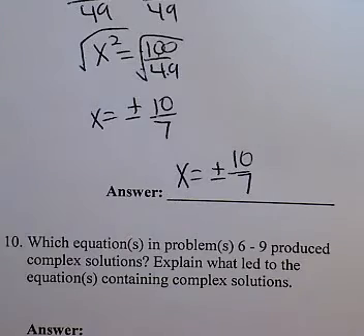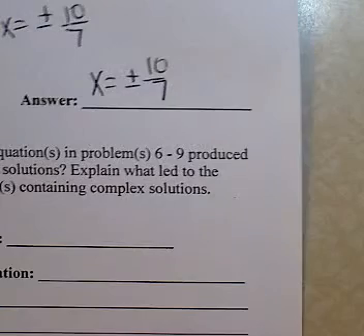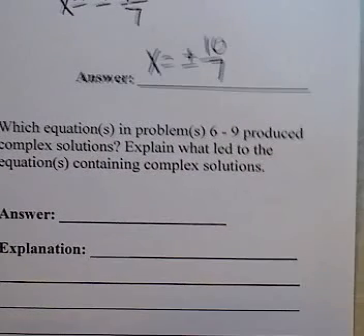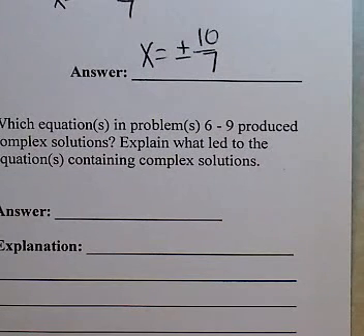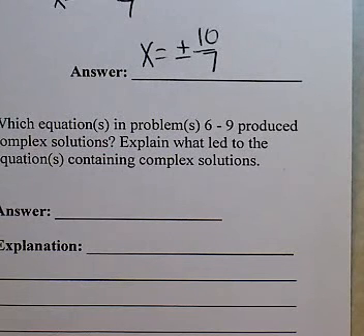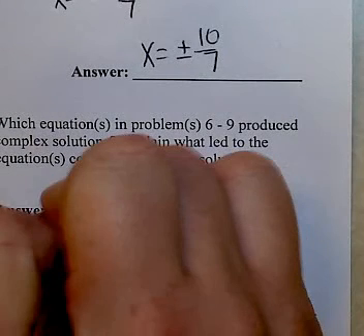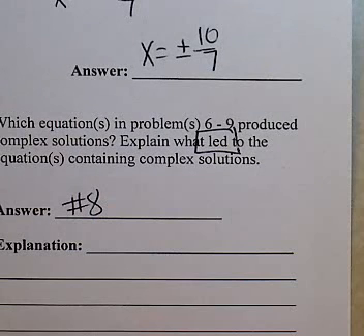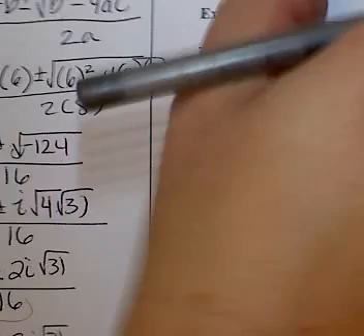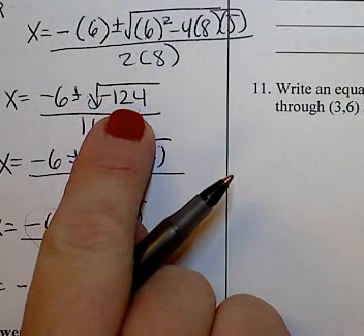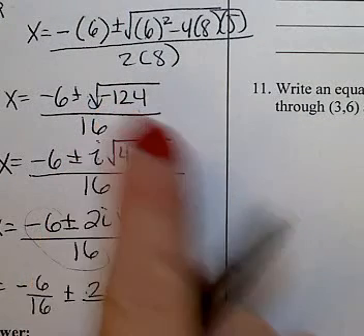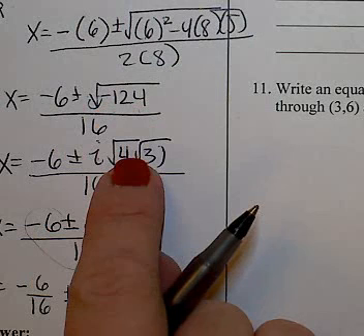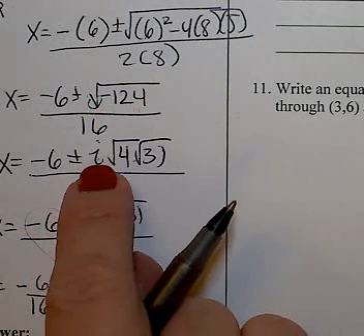In question number 10, you're asked to identify which problems produce complex numbers. So look at your answers for 6, 7, 8, and 9. Only one of them has an i answer, which is number 8. And now explain what led to this being a complex number. The reason it became a complex number was because the discriminant was negative. And you can't take the square root of a negative number, which then leads to us taking out the negative and it becoming an i.